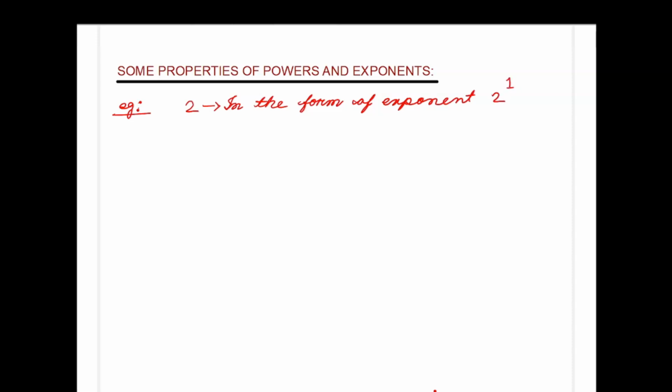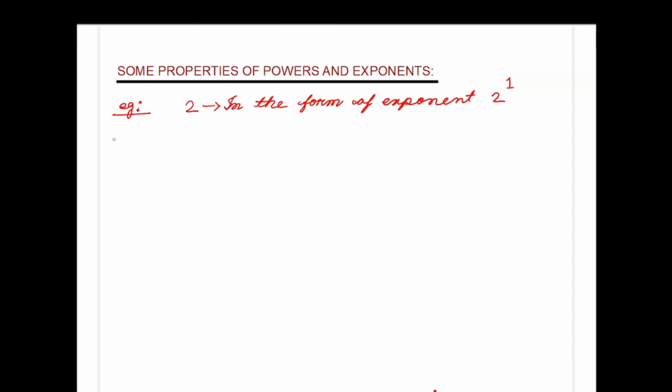That means how many 2s are here? Only 1. That is why 2 to the power 1. That means 2 is multiplied only 1 time. Understood? This is very important. Suppose in some place the power is not written, then also you have to know that the power is 1. Sometimes if the power is 1, it is not mentioned. Understood?